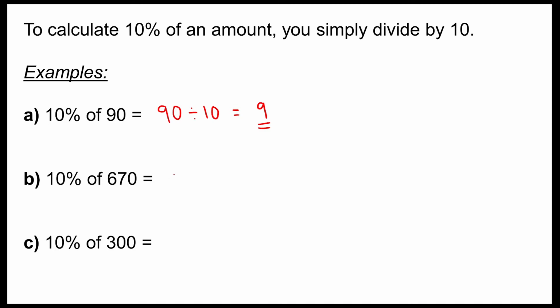For the second question, I'm asked to work out 10% of 670. So I'd take 670, divide by 10, which gives me 67 as my answer. And lastly, 10% of 300, I would take 300, divide my answer by 10, which gives me 30.